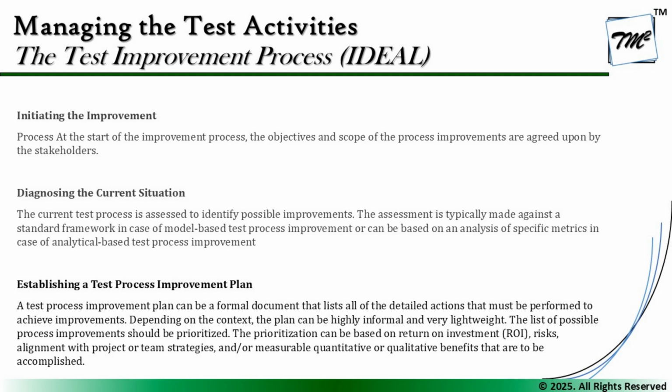Depending on the context, the plan can be highly informal and very lightweight. The list of possible process improvements should be prioritized as well. The prioritization can be based on return on investment, risk, alignment with the project or team strategies, and/or measurable quantitative or qualitative benefits that are to be accomplished.